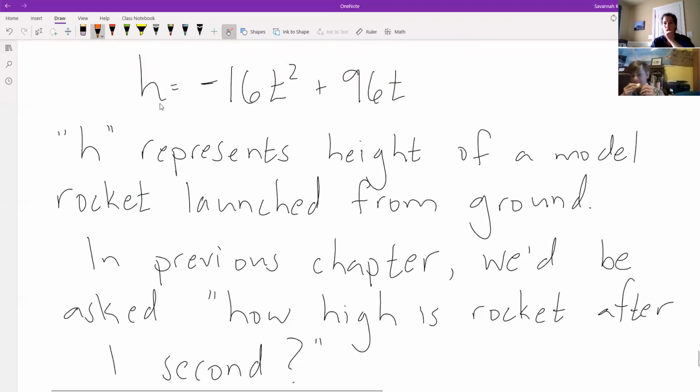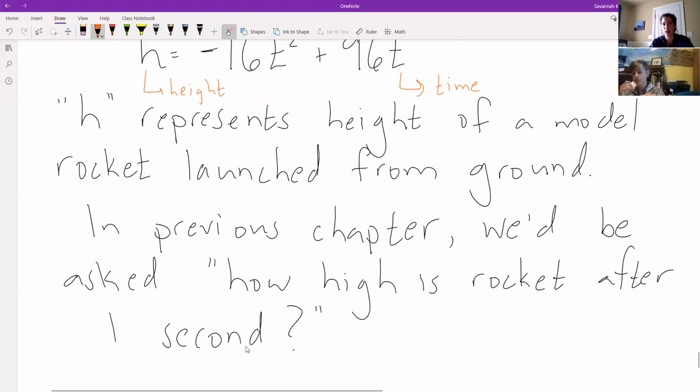So here we have h represents height. Is this dirt? D equals RT. No, it is not dirt. This is not a formula that you would ever have memorized. This is just something that they'll give you in the problem, because it really changes problem to problem. It depends how high you start your object, how fast, it just depends on a lot of things that dirt you have to memorize, but this you don't have to. They always start out with like a negative 16t squared, but everything past that point changes. So the height and the time are what our h and our t stand for. And what we would have been asked previously, like how high is the rocket after 1 second?